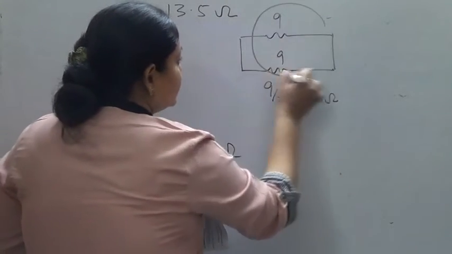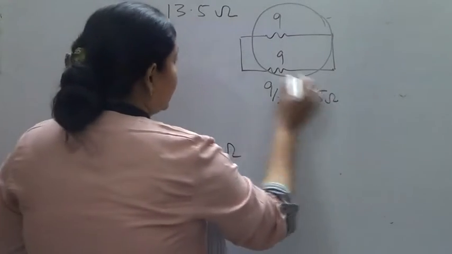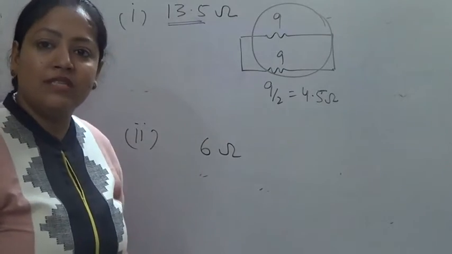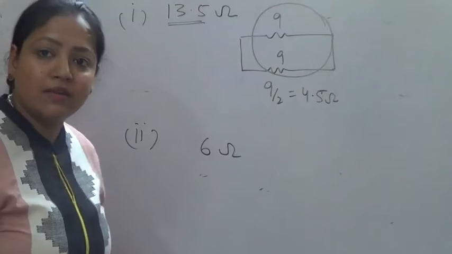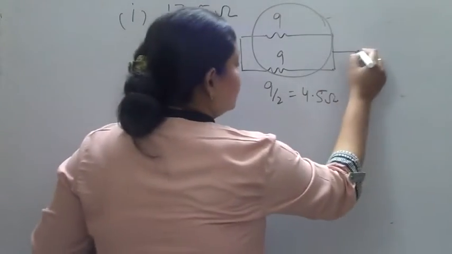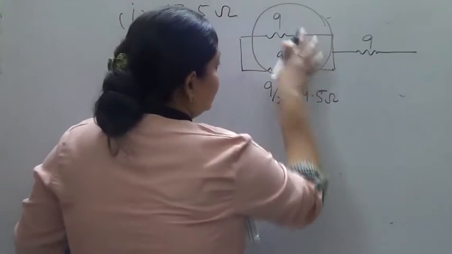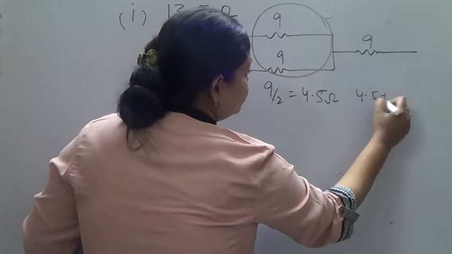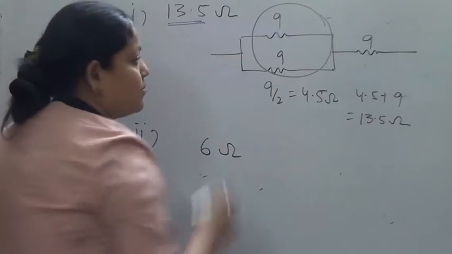So the equivalent resistance of these two is 4.5 ohm, and I need 13.5, and we are having one more 9 ohm resistor left with us because we are having three resistors. We have used two resistors here, and if I connect that third resistor in series with this parallel combination, we will get this 4.5 plus 9. The answer will be 13.5 ohm, which is the required one.